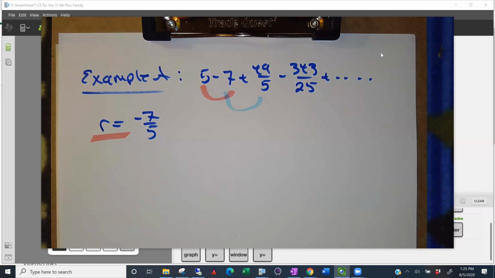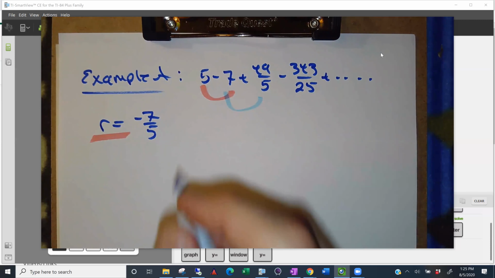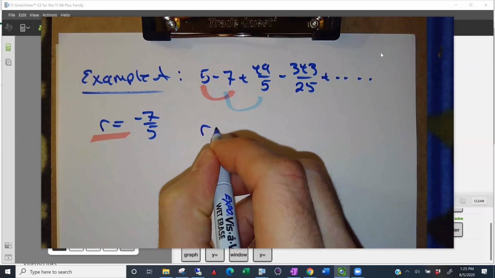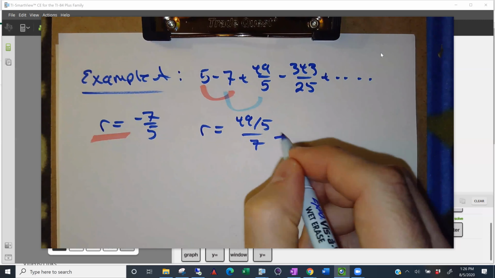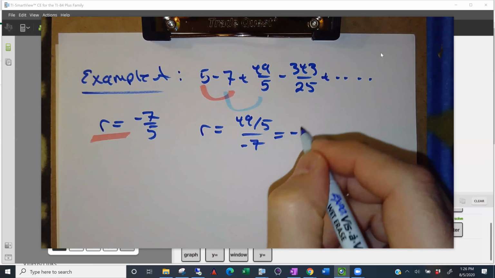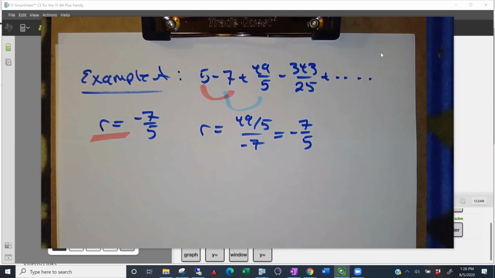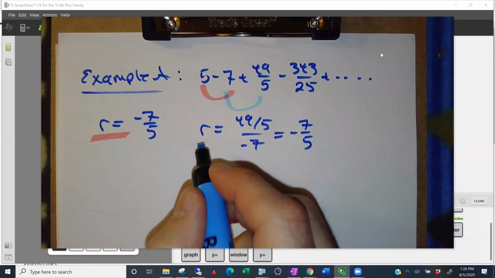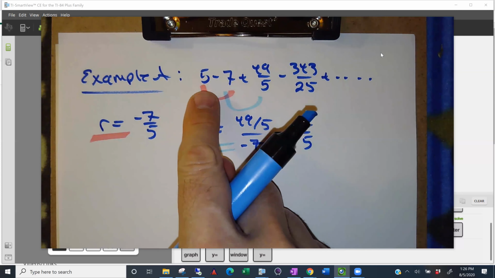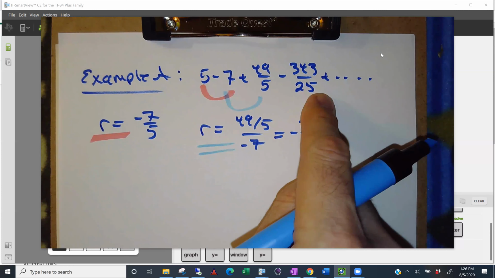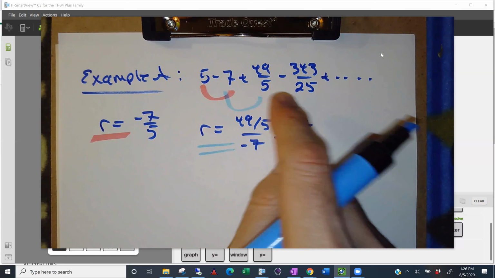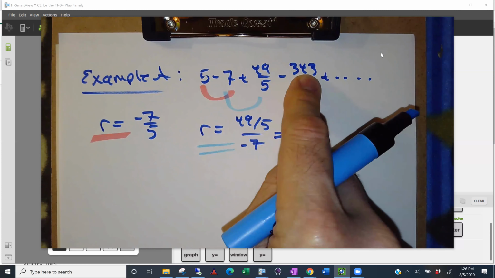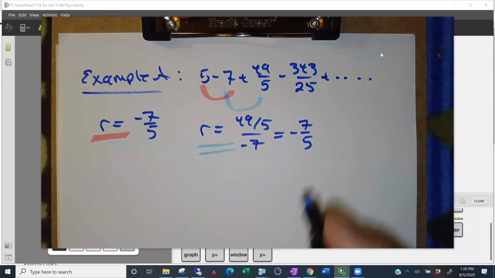And let's look at these two. Are we going to get the same value of r? So r would be 49/5 divided by -7. And that does give me -7/5. So I'm getting the same thing again. And you can start to see that if I multiply by -7/5, -7/5, -7/5 from one term to the next, I keep on getting the successive terms. For instance, -7 times 49 is -343, 5 times 5 is 25. So it works.